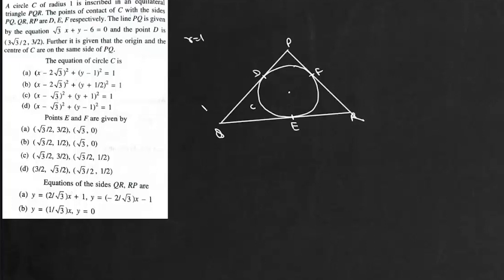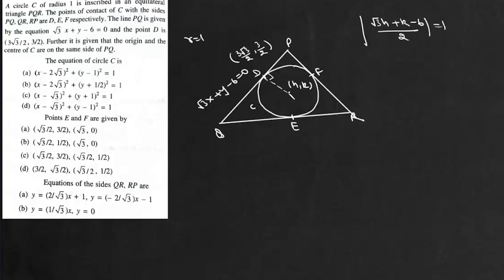And we are given this line PQ, and PQ is root 3x plus y minus 6 equals 0, and the coordinate of this point D is (3 root 3 by 2, 3 by 2). Now let the center be (h, k), and we know that the foot of perpendicular from the center on this line will be equal to the coordinate of this point D. So we'll straight away use the foot of perpendicular formula. Now the perpendicular distance from the center is equal to the radius, so we get mod of (root 3h plus k minus 6) upon 2, and it will be equal to 1, and we know that the foot of perpendicular from center to this PQ will be this coordinate D.